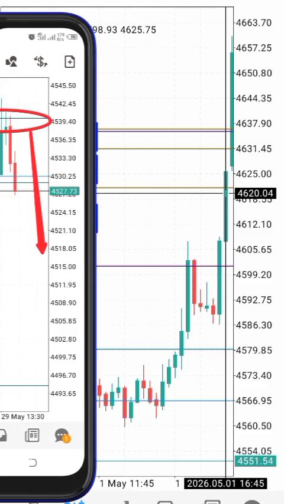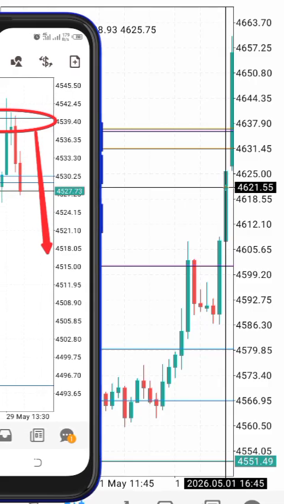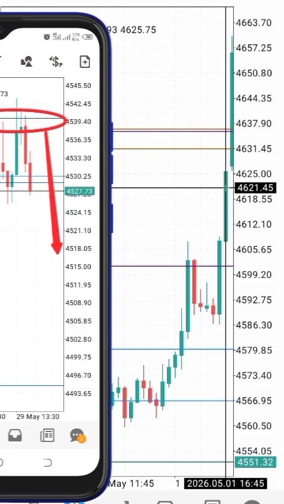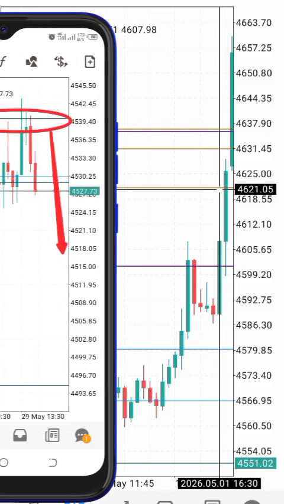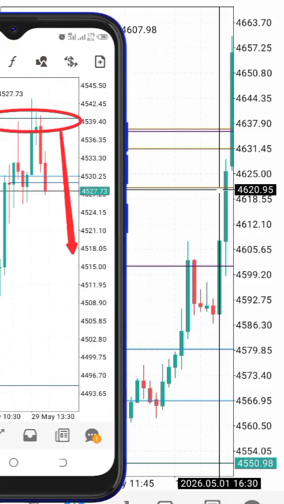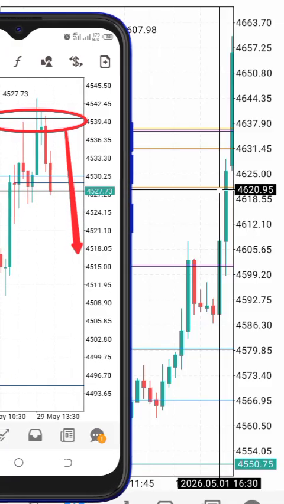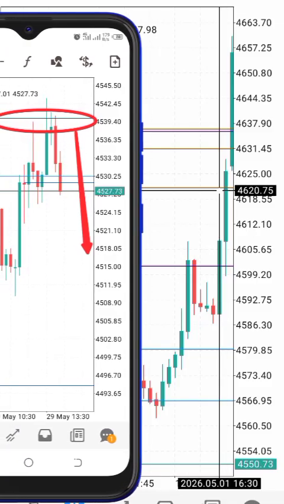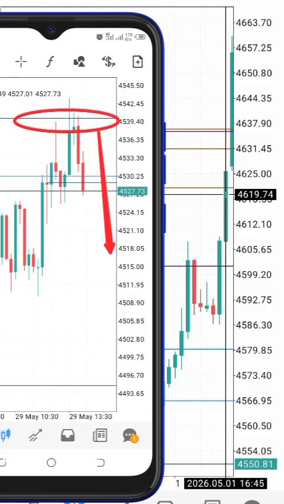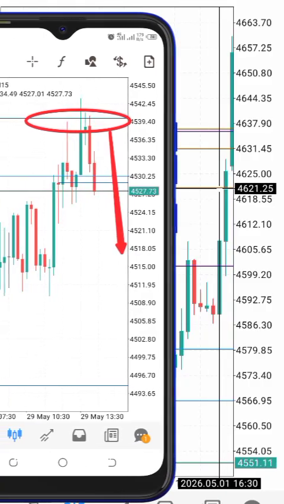So what will be the entry? The entry will be a break again of entry level 1. There must be a proper break of entry level 1 before the entry is taken as a limit order, either instant or limit order. So the next observation we want to see is a break again of entry level 1.